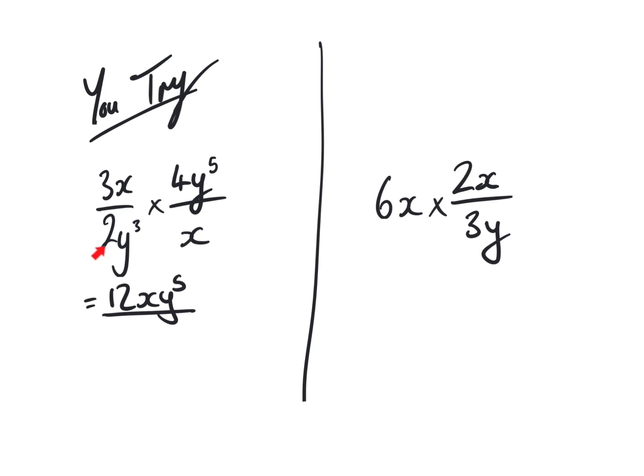And then move to the bottom. So 2 multiplied by this hidden 1 in front of here will just be a 2. And we have y cubed times x, which I'm going to keep in the same order. So I'm going to put the x first and then the y cubed at the end. That'll just make it a bit easier when I come to simplify.